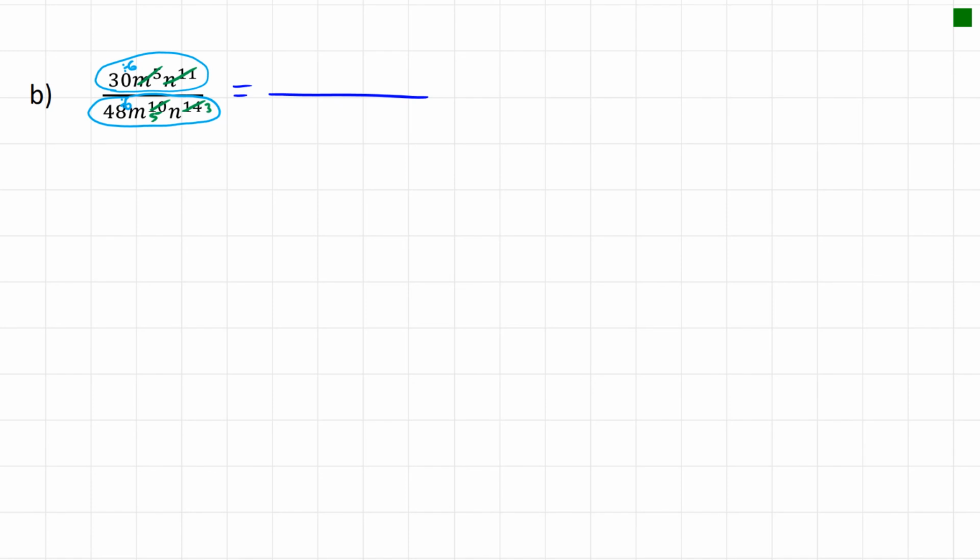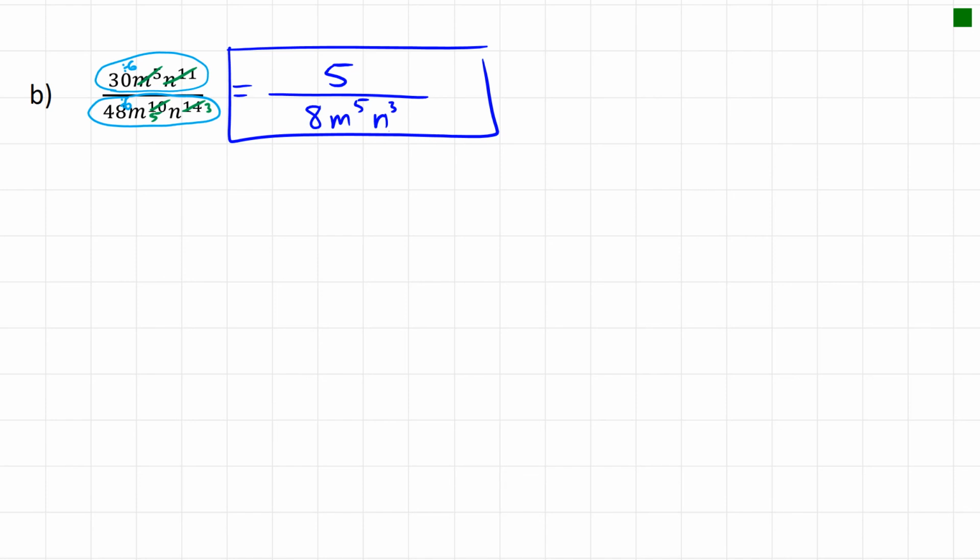So 30 divided by 6 leaves us with 5, and there's no variables left on the numerator. And in the bottom, 48 divided by 6 is 8, and then I have m to the 5 left and n to the 3 left. And there's nothing left in common between 5 and 8, and the variables are as simple as they get. So there's my divided monomials.